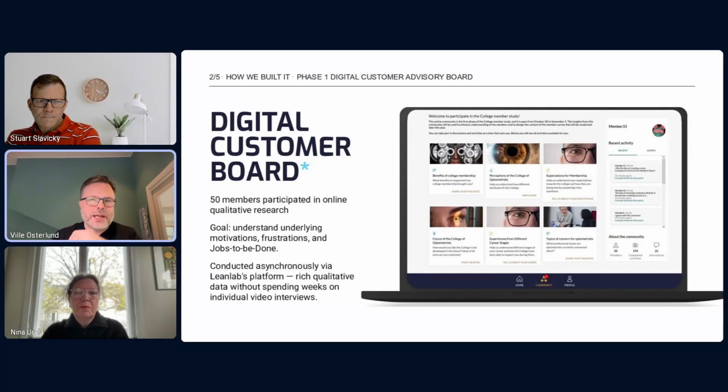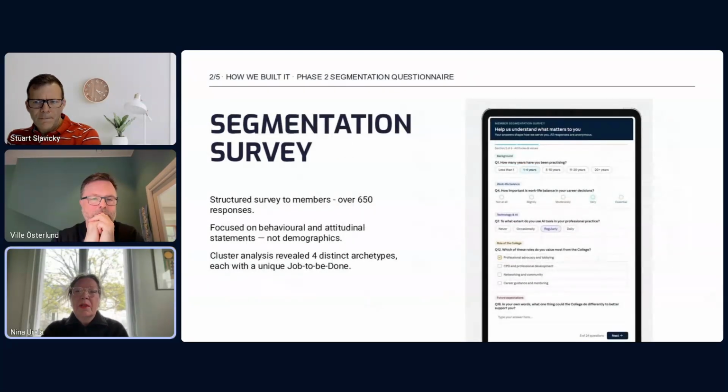Mm-hmm. And what we are always seeing through these private customer labs or advisory boards is that the depth of feedback is incredible, because they are your customers, they are committed to your relationship, and they are super keen to share deep insights and thoughts on their experiences. And that's something that takes a lot of companies by surprise when they start lean labbing for the first time. This then really became the foundation of the segmentation that you guys did. Yeah, that's true. Thank you, Ville.